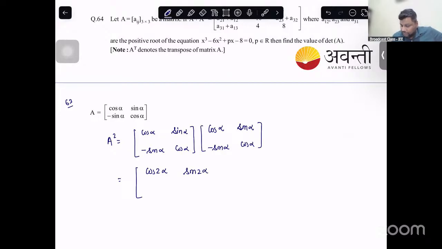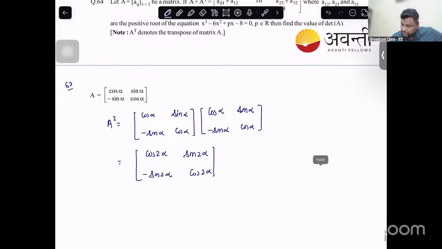Second row, first column, minus of sin 2 alpha. Second row, second column is again cos 2 alpha. That means this is for sure. If you try to calculate a cube here, what are you going to get? Cos 3 alpha, sin 3 alpha, minus of sin 3 alpha, and cos 3 alpha, and so on so forth. This is the pattern that is going to be followed.